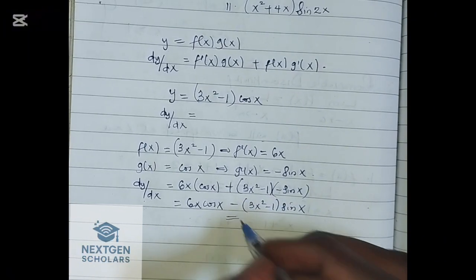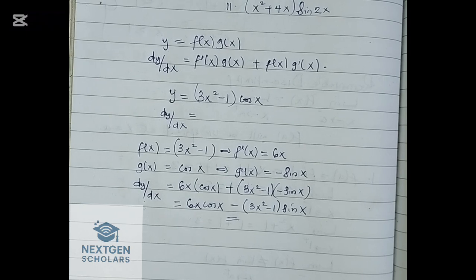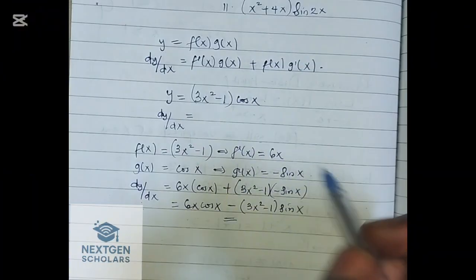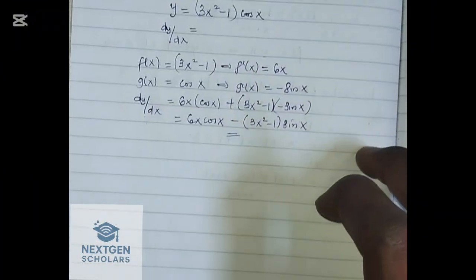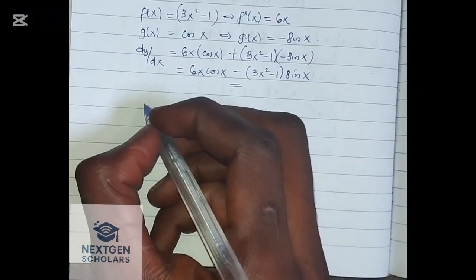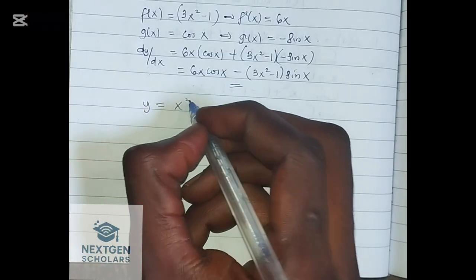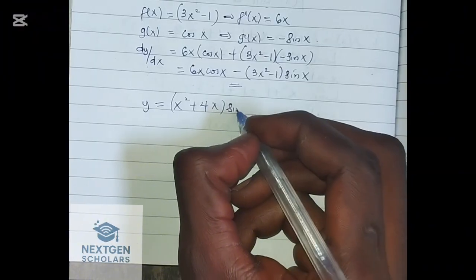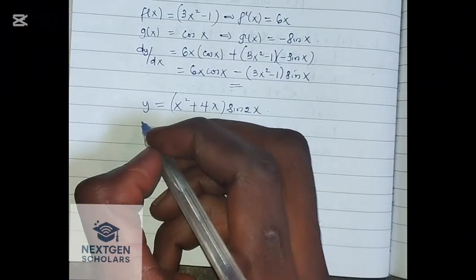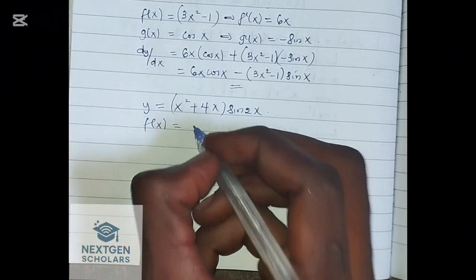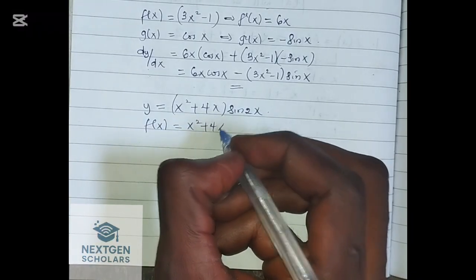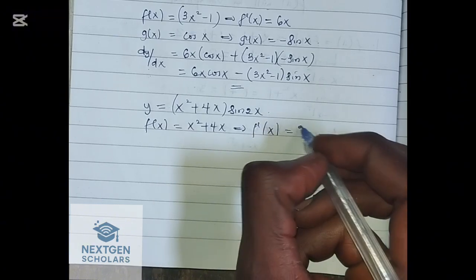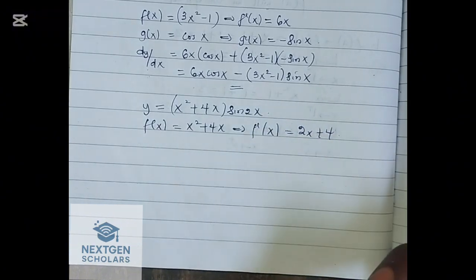Now this is the result of the first problem, and the second one says x squared plus 4x all into sine of 2x. So let's solve that one as well and see what we get. So we have y is equal to x squared plus 4x multiplied by sine 2x. So we have our f of x to be the first function, which is x squared plus 4x, which means that f prime will be 2x plus 4, right? Yes.